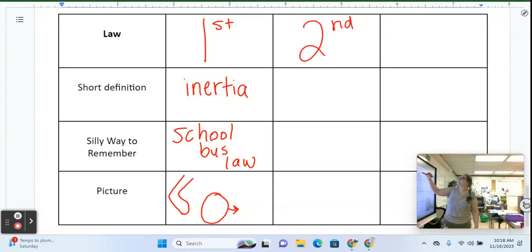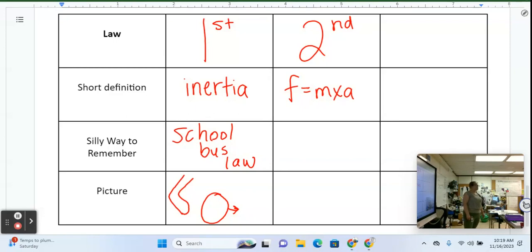Newton's second law. The short definition is actually the law. It's just the formula that is the law. F equals m times a. What's F stand for? Force. What's m stand for? Mass. What's a stand for? Acceleration. Force equals mass times acceleration. Silly way to remember it: the bigger they are, the harder they fall.